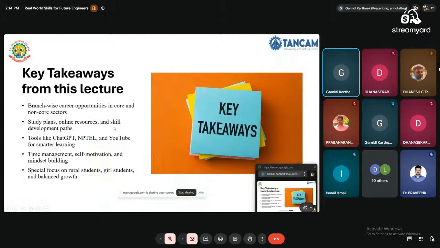We'll see the branch-wise career opportunities in core and non-core sectors, how to plan your studies, what online courses and skill development courses are available, what the latest tools like ChatGPT are and how you can use them for your benefit, and then time management, self-motivation and mindset building, which are the key for success, and then a special focus on girl students and balanced growth, particularly in the engineering domain.